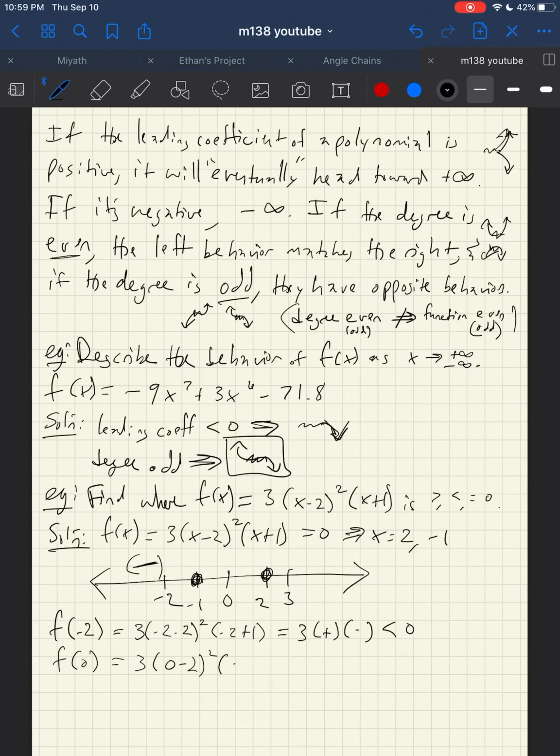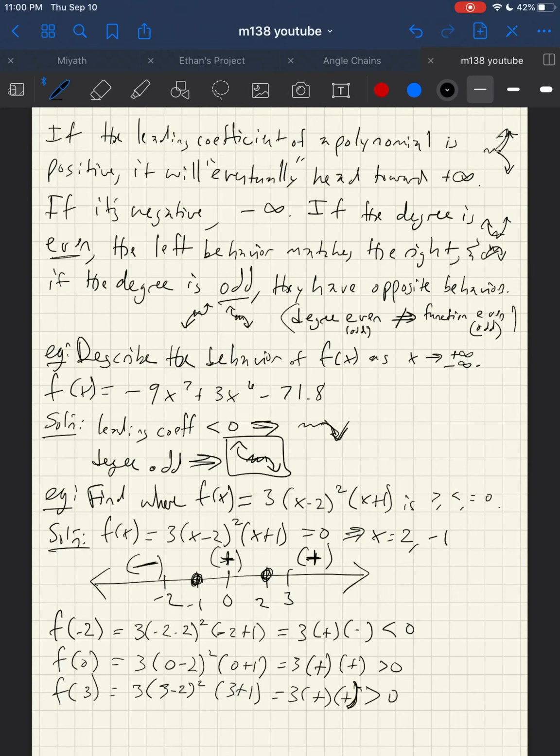And let's check f of 0. So this is 3 times 0 minus 2 quantity squared times 0 plus 1. Well, this is 3 times something squared, so it's always going to be at least non-negative, and then times a positive, which means it's going to be positive here. And finally, let's check f of 3. And 3 isn't special. I could check f of 3,000, just anything bigger than 2. And this is going to be 3 times 3 minus 2 quantity squared times 3 plus 1, which is 3 times a positive times a positive.